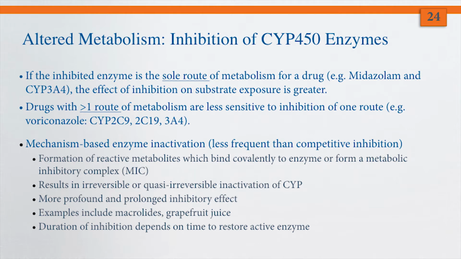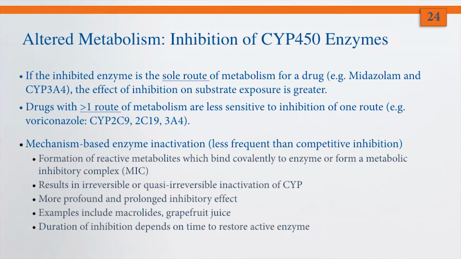And this is when there's a reactive metabolite that can bind covalently to the enzyme, effectively shutting it down. It results in an irreversible, or what we call quasi-irreversible, inactivation of that CYP enzyme. It tends to be a more profound and more prolonged inhibitory effect relative to the competitive route. Some examples of drugs that cause mechanism-based enzyme inactivation include grapefruit juice and the macrolide antibiotics, such as clarithromycin.